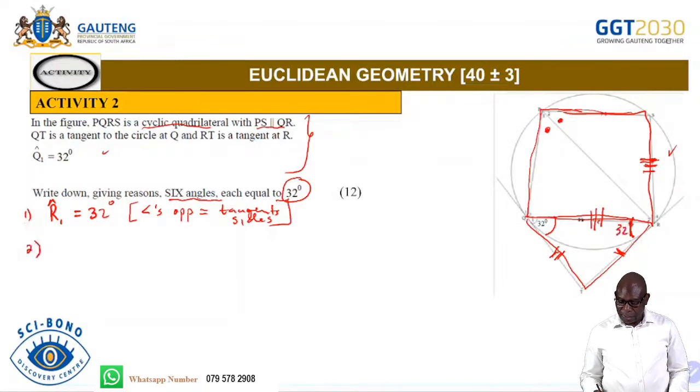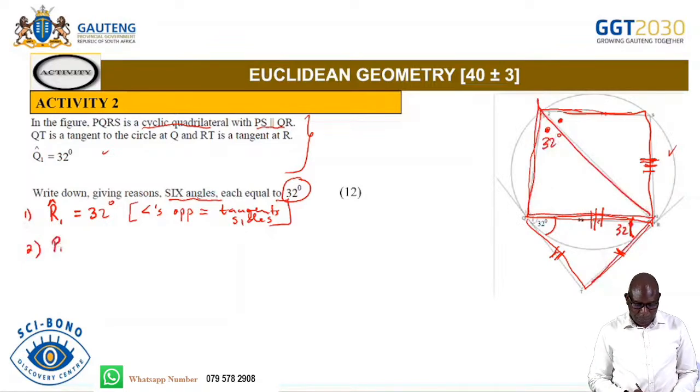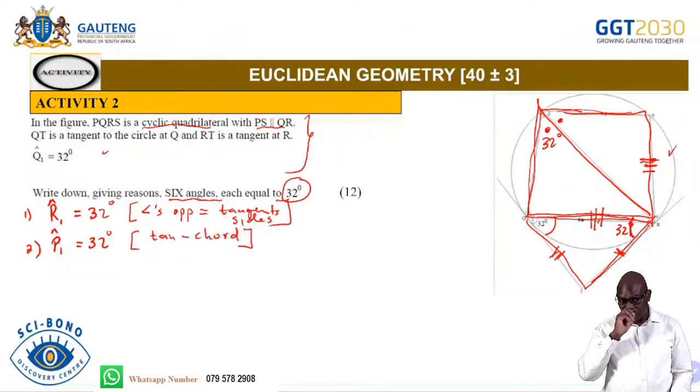I know that this is a tangent chord. Can you see? So this angle here will also be 32. So that angle there will be P1. So angle P1 equals 32 degrees. My reason there will be tan chord theorem. Okay, so it's a tan chord theorem because it is the angle between the tangent and the chord.